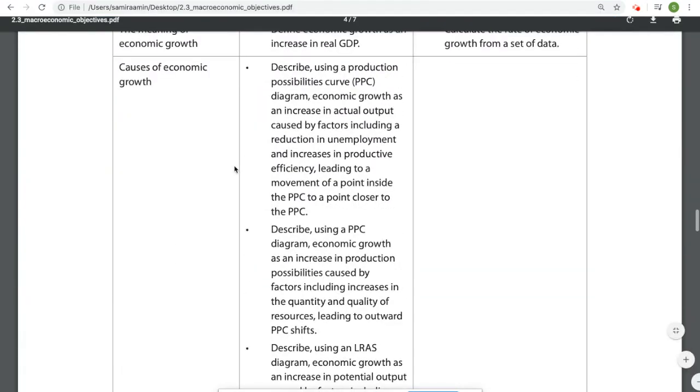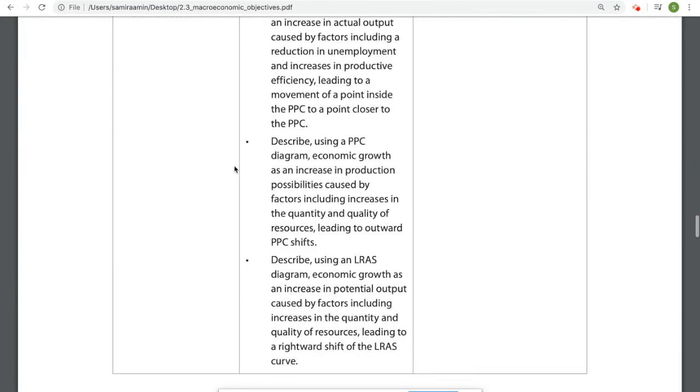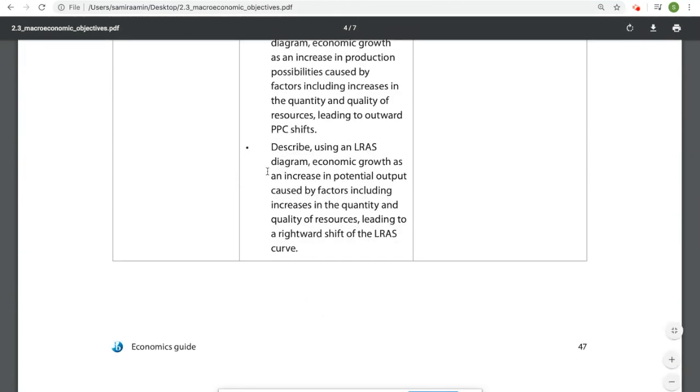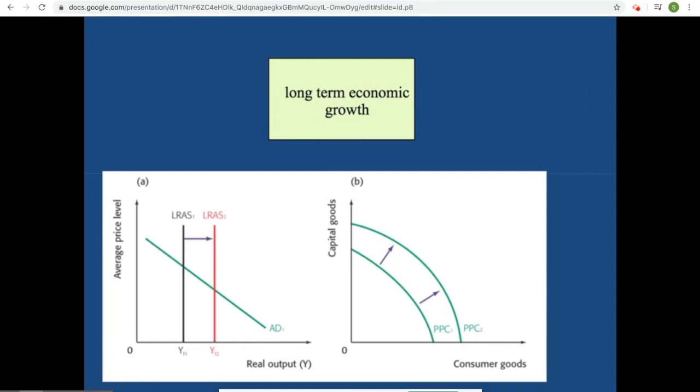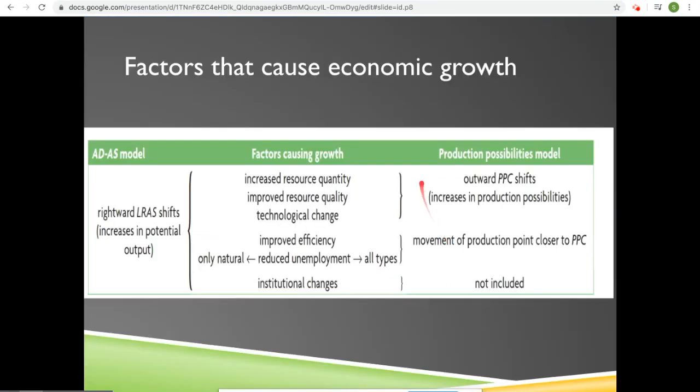I constantly go back to these because these are our learning objectives for the syllabus, and these are the kind of things that you will be questioned about, right? So the factors that cause economic growth: increased resource quantity, improved resource quality, technological change. Now, all these three things lead to an outward PPC shift because that's an increase in production possibilities, right?